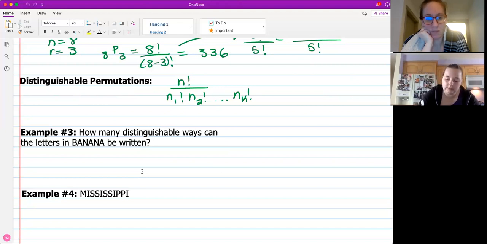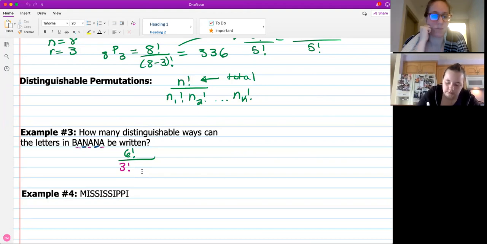So what happens is n factorial is the total. In banana we have 6 total letters, and then we have 1, 2, 3 A's, so this is going to be 3 factorial. And then we have 1, 2 N's. So this is going to be 2 factorial.